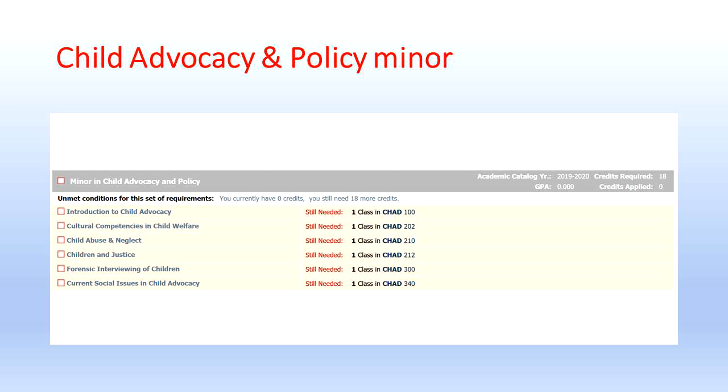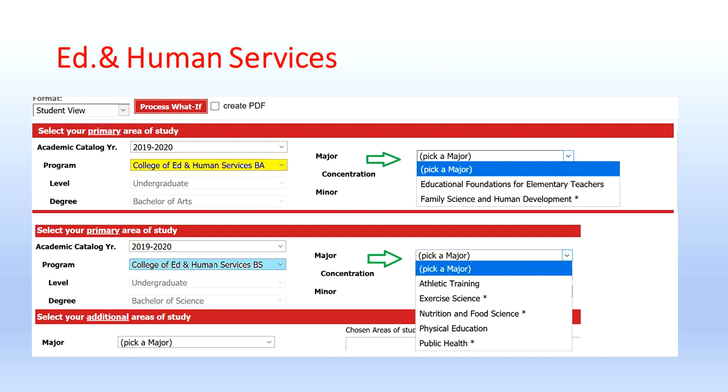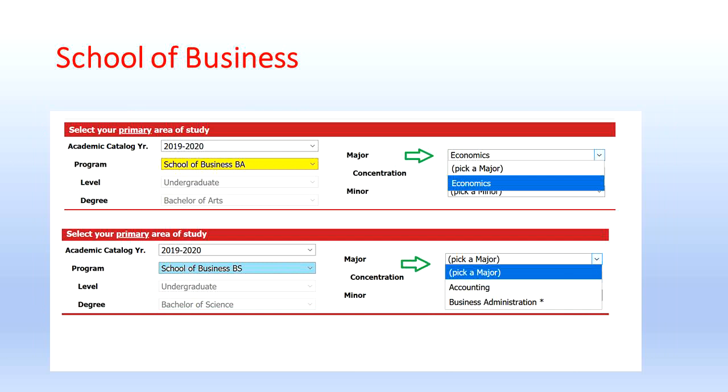Let's see the examples of different programs. Students interested in a major in Education and Human Services must take note when choosing this program that they offer both a Bachelor of Arts and Bachelor of Science degree. Each area of study has different majors listed, and some require a concentration. For the School of Business, they also offer both a Bachelor of Arts and Bachelor of Science degree. However, concentration is only applicable to the Bachelor of Science degree.